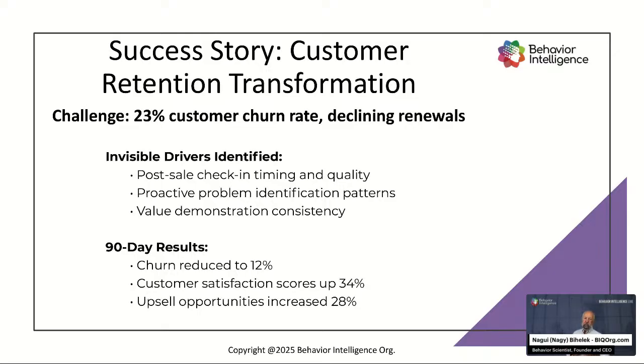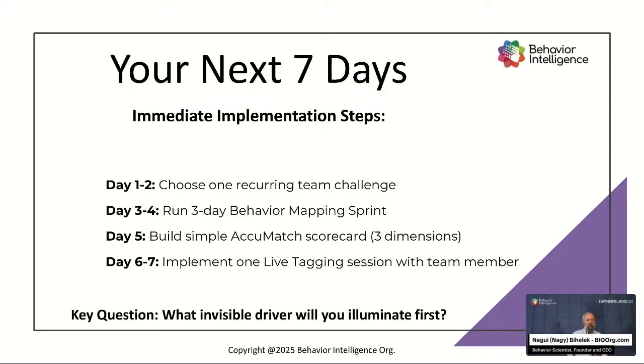So when we did that, this client switched from a 23% customer churn down to 12% and increased the customer satisfaction and upsell opportunities. The bottom line impact was a 50% increase in revenue. It's not on the slide, but that's what happens when you get these things right. And it's not hard to do one thing in a month, right?